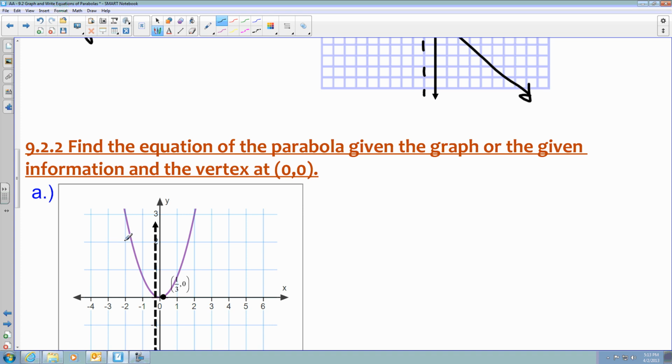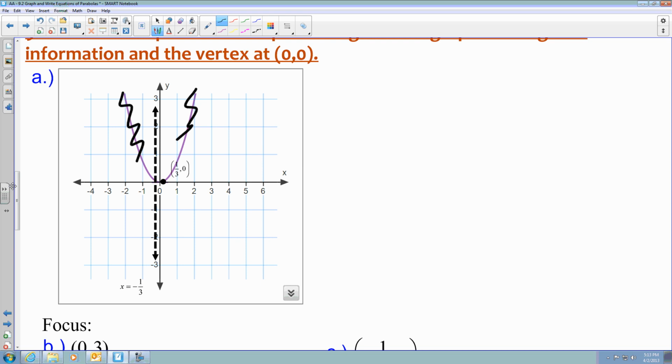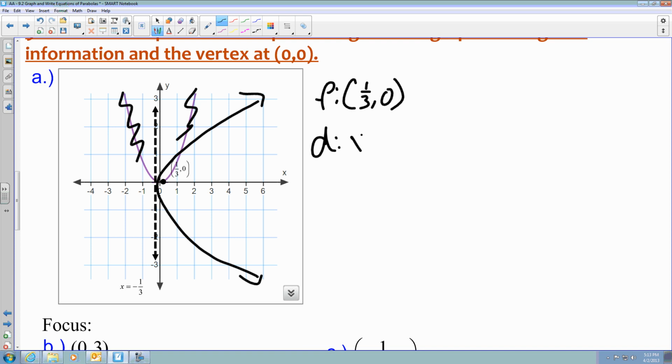Here they want us to write an equation of a parabola given the graph or given information, and the vertex is at 0, comma 0. Don't pay attention to this parabola. This one's wrong. I couldn't get it correctly written, but the graph should look something kind of like this. What the information does tell you is that the focus is at 1/3, comma 0, and that the directrix is at x equals a negative 1/3.